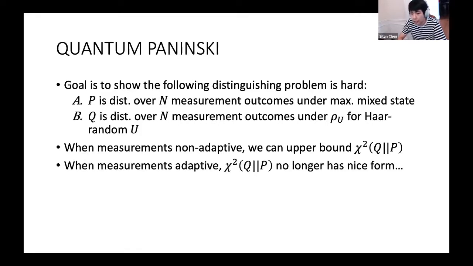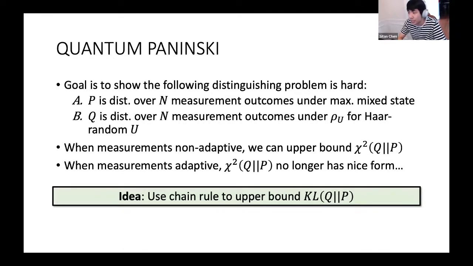And the really tricky part comes when you consider adaptive measurements. In this case, you don't have this nice conditional independence structure, and you can't hope for chi-squared to have a particularly nice form. So the main idea in this paper was, instead of bounding the chi-squared divergence, to try to bound the KL divergence by using the chain rule. Okay, so this is the main technical contribution. I encourage you to check the longer talk for details on how to implement this. So let me just conclude in the remaining time with the main mathematical step in this argument.